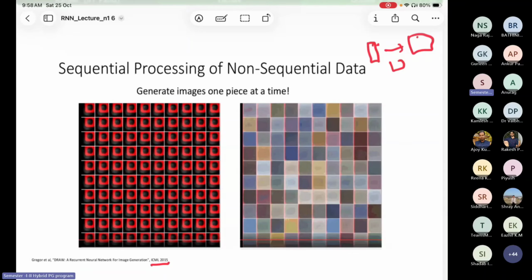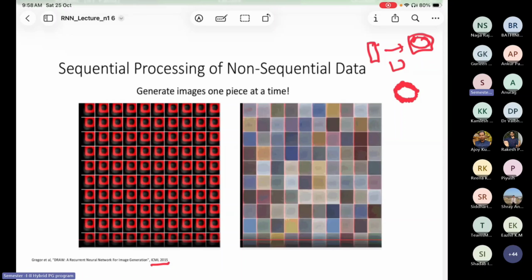Now here what they have done, they tried to generate the image step by step. Okay, so generate the image one piece at a time. Suppose you have to generate this full image where some object is there. Now don't do it in a single shot. Just start from one point, maybe this point. Start from this point and then generate one part at a time. So now this can be considered as a sequential generation. So they have also done it and then they got some good results.